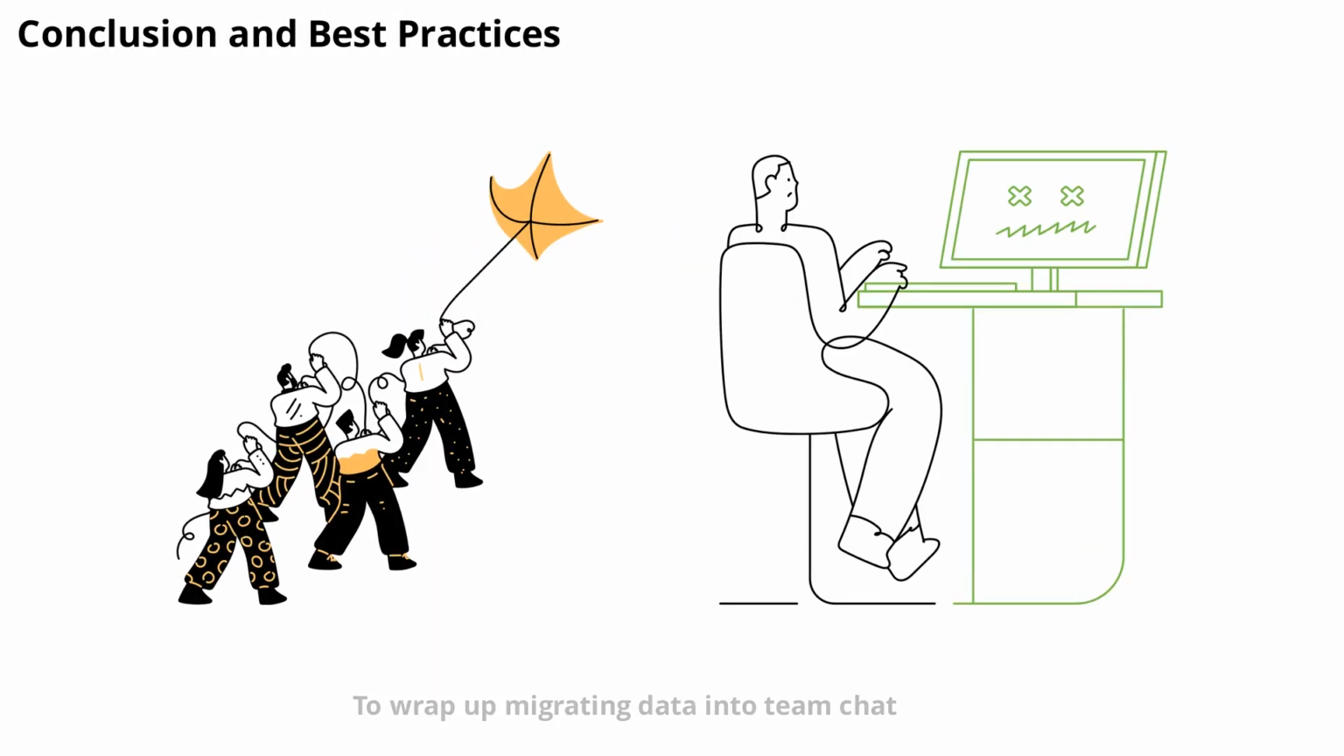To wrap up, migrating data into team chat software safely requires careful planning, secure tools, and ongoing vigilance. Always back up your data, use encryption, validate every step, and keep your team informed and trained. By following these best practices, you can ensure a smooth transition and maintain the security of your organization's communications.